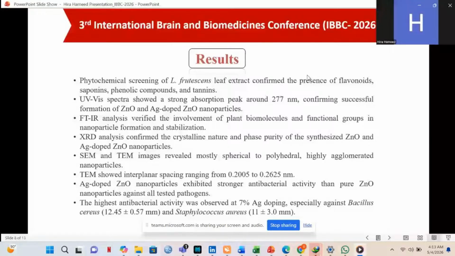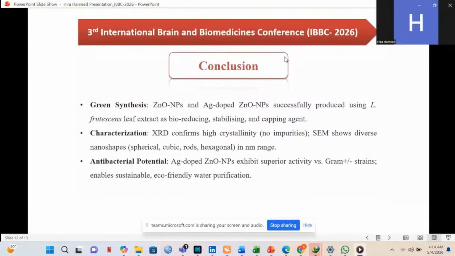These nanoparticles show antibacterial potential. Silver doped zinc oxide nanoparticles exhibit superior activity against gram-positive and gram-negative strains, enabling sustainable, eco-friendly water purification. As we have noticed, it is more sensitive against gram-positive bacteria than gram-negative bacteria. Thank you so much. This is all from my side.